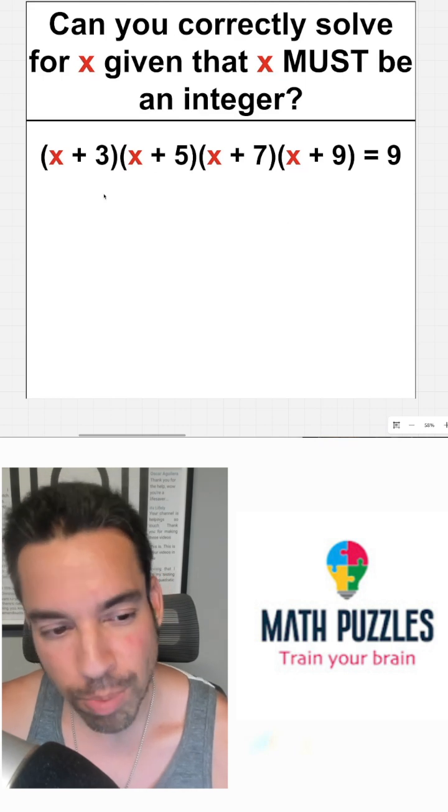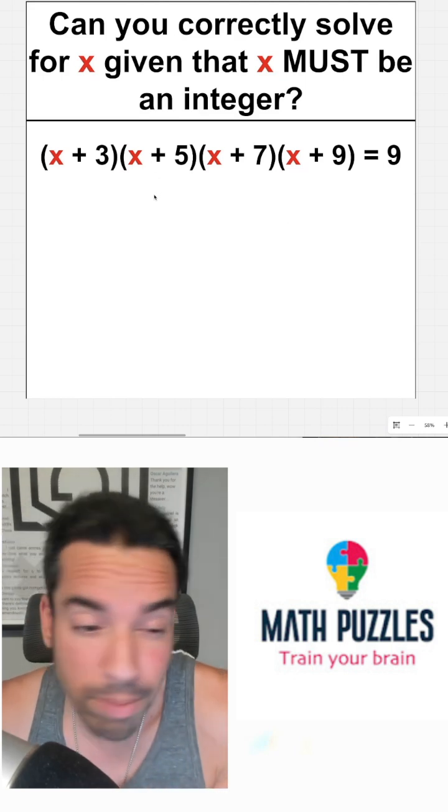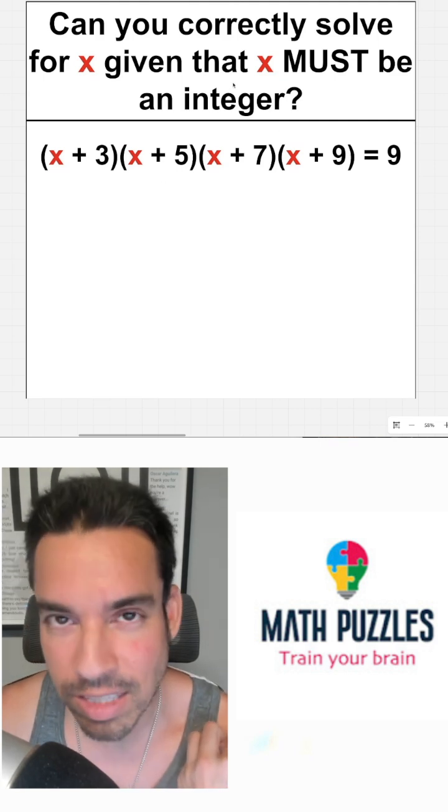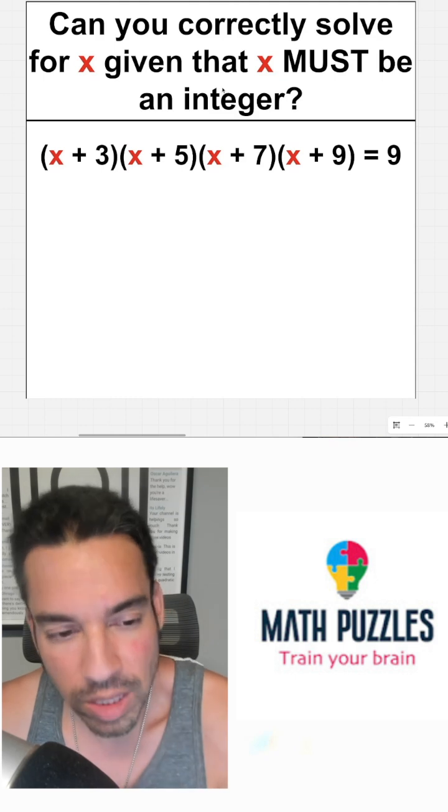So this question looks pretty tricky. You might be thinking maybe we should FOIL it. Maybe there's a way we can simplify it. But I say the best way here, since we already know that x has to be an integer, is to approach it with a little trial and error.